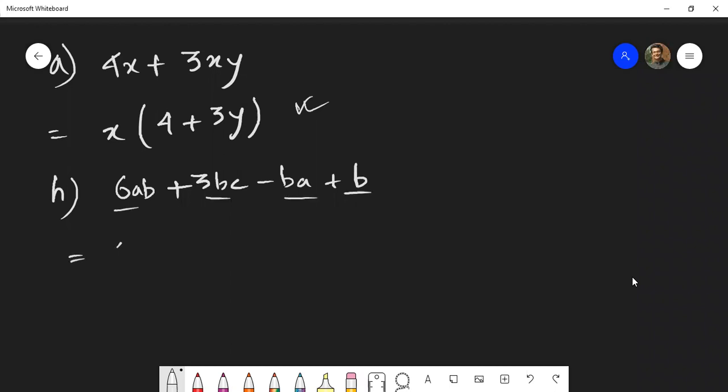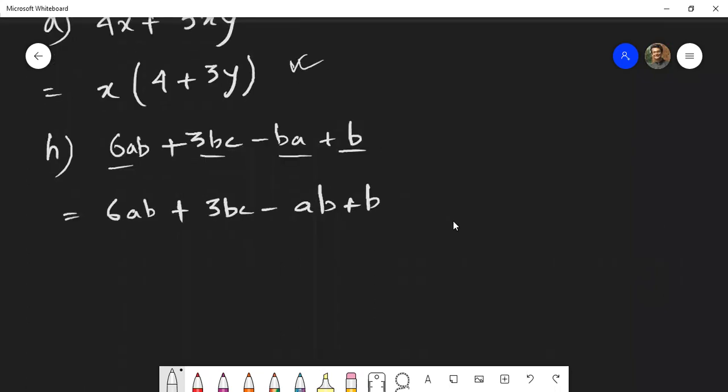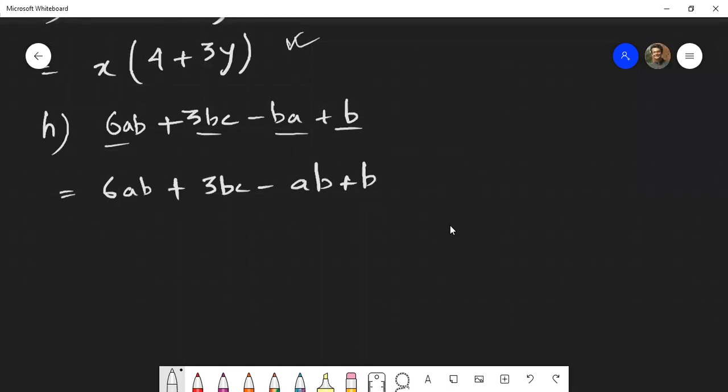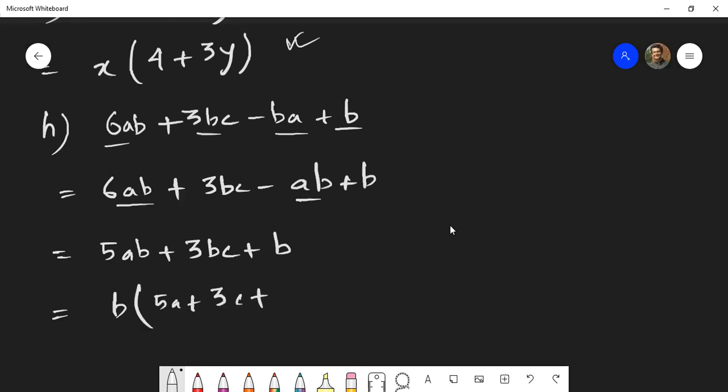Let me simplify it like this. 6AB plus 3BC negative AB. You can see I can organize it as AB plus B. The last one was plus B. So you take away AB from 6AB, you get 5AB and plus 3BC plus B. And now you can take 3C plus 1. You understand? Some of you made some different answers, let's see, what was the question?